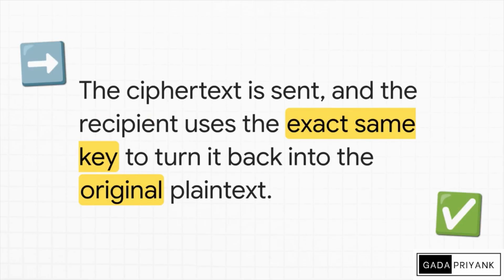And that brings us to the last 2 steps. You send that scrambled ciphertext over the internet. Now, even if someone is snooping and manages to grab it, it's completely useless to them. Then, the person on the other end just takes their copy of that exact same secret key, runs the ciphertext through the algorithm in reverse, and poof, that digital gibberish is instantly turned back into the original readable message.